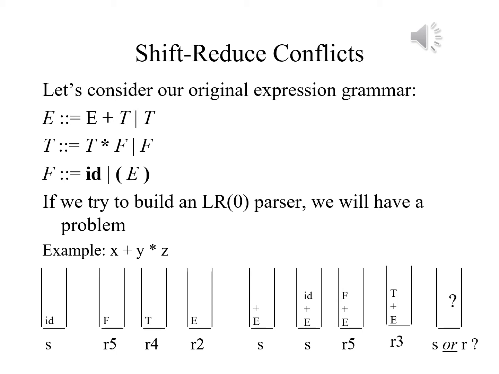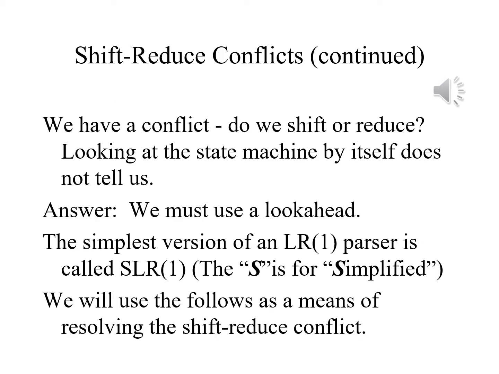And then what? We have a choice. We can either reduce by E derives E plus T, or we can shift, placing the asterisk on the stack. But the problem is that without looking at a look-ahead, we can't say for sure which action should be taken.